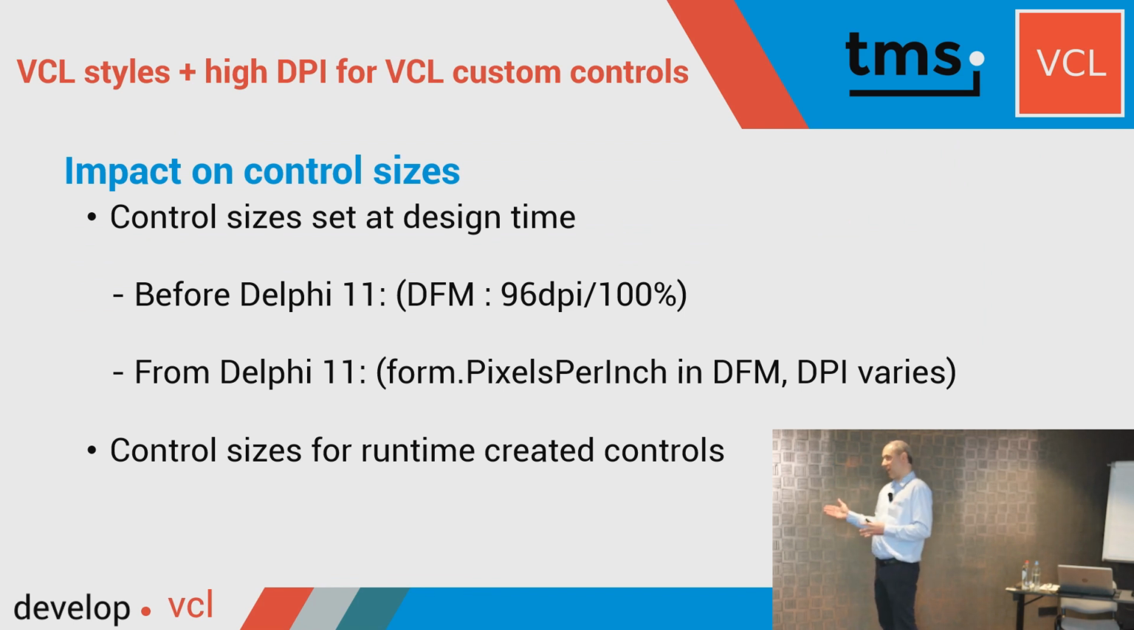In Delphi 10 and all the versions before Delphi 11, in fact, the form designer was always at 96 DPI, so 100%. And that means that you design it for a 100% DPI screen, but Delphi would still, if you design it for 100% and run it on a monitor that is at 150%, multiply all widths and heights by 1.5 at runtime when your application starts.